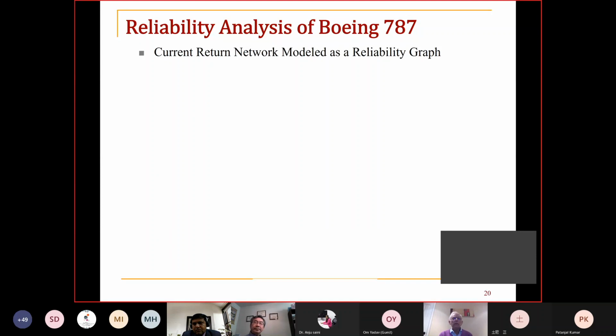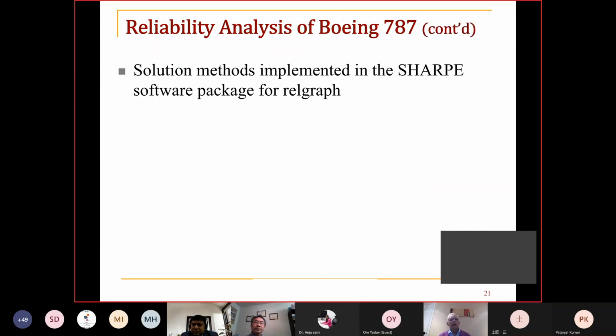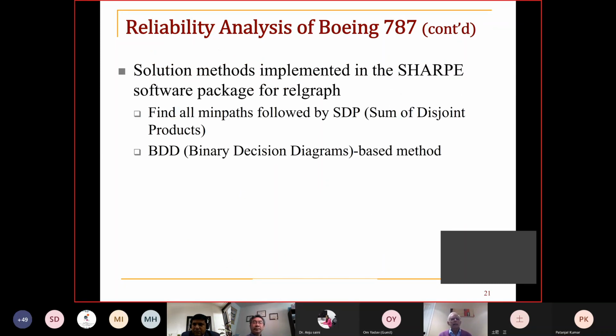The current return network was modeled as a reliability graph, and I'm not sure this is exactly the picture, but something like this was the model of the current return network. Such reliability graphs are very well known, and there are many well-known solution methods, a couple of which are listed here. One method is to find all the min paths from source to target, and after that you have to compute the probability of the union, which is often done using what is called sum of disjoint products. An alternative is BDD, binary decision diagram based methods. Both of these are implemented in SHARPE.